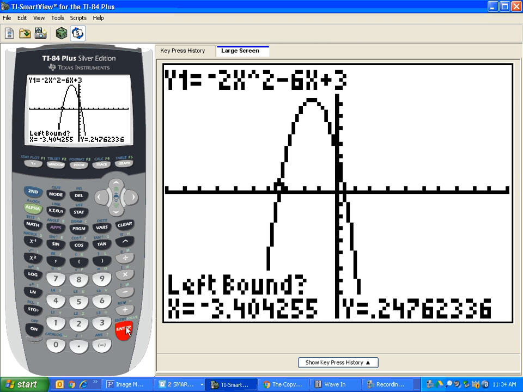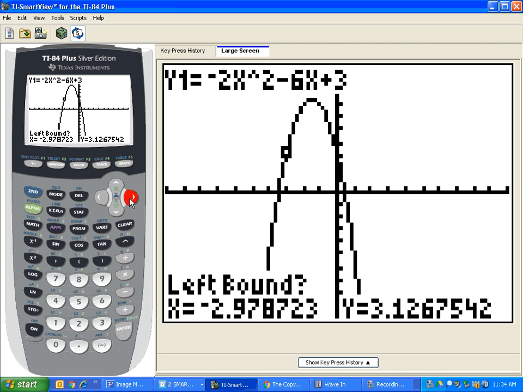My calculator is going to ask me 3 questions. The first one: left bound. What this is saying is, go to the left of where that x-intercept is. Right now, it's kind of hard to tell with this particular point, but this cursor is blinking ever so slightly to the right of this intercept that I need to find. If I move it over here, it's definitely to the right of the intercept, north and east of it. That's not where I should hit enter, because it's asking for the left bound.